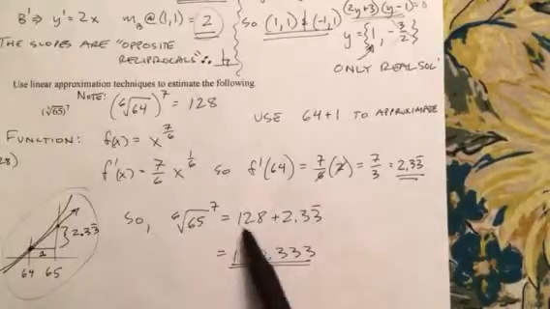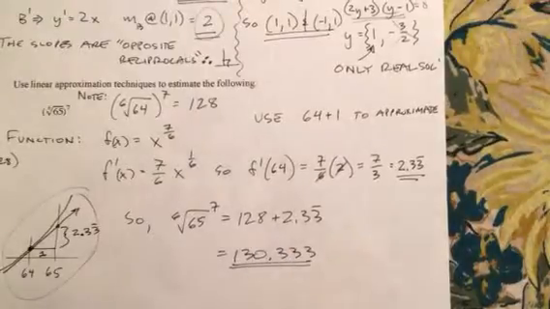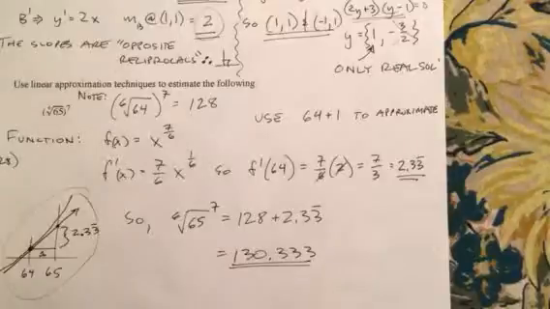Then I add that on to what I know to be 128. So my answer is then about 130.333. Check that out in a calculator.